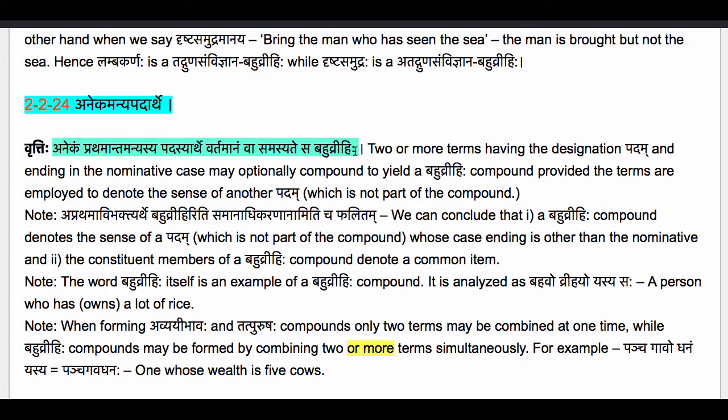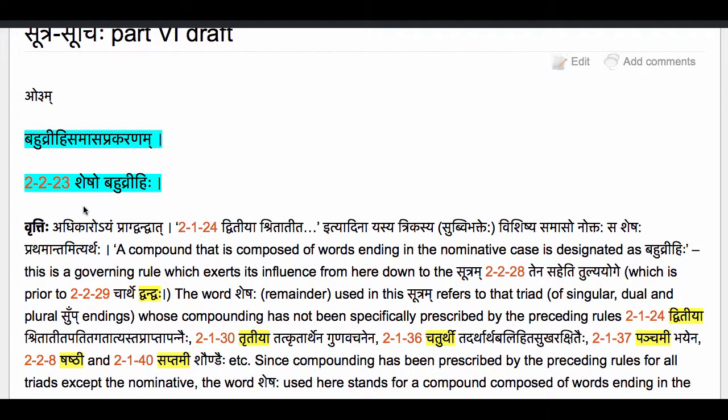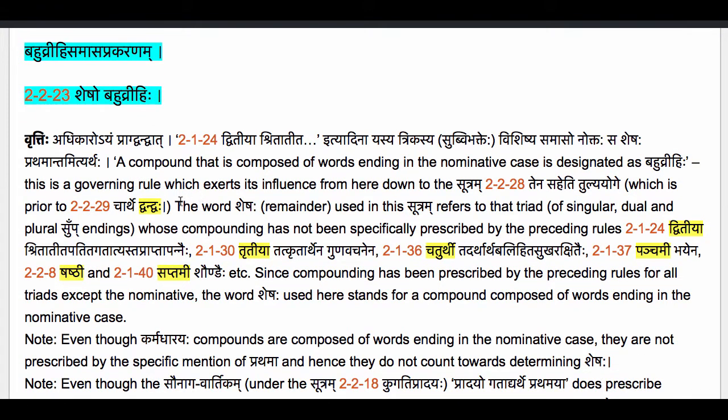Why does the vritti say Prathamantam? Because of the word Sheshaha used in the prior sutram, which is the Adhikara sutram 2.2.23, Shesho Bahuvrihi. When we studied that sutram, we noted that the word Sheshaha refers to that triad of sup endings whose compounding has not been specifically prescribed with the preceding rules 2.1.24, etc.